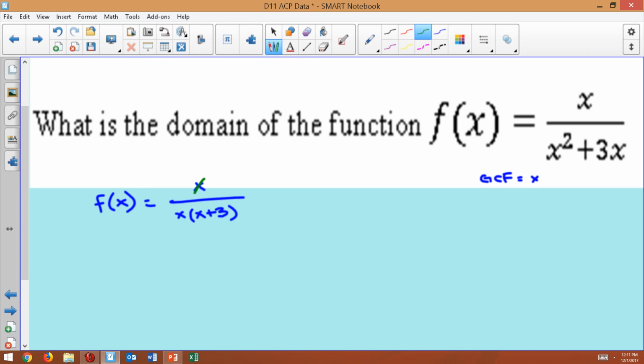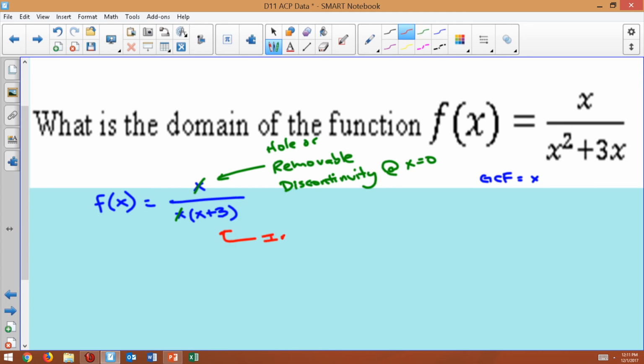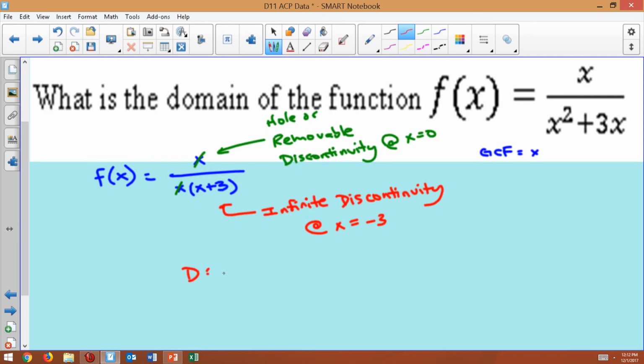When you do this, we can see that these x's cancel, and that means we have a hole or removable discontinuity at that spot. Now, since x is by itself, it would be at x equals 0 that we have that hole or removable discontinuity. I forgot to put hole there. And then here, this is an infinite discontinuity, which means it's an asymptote when x equals -3.